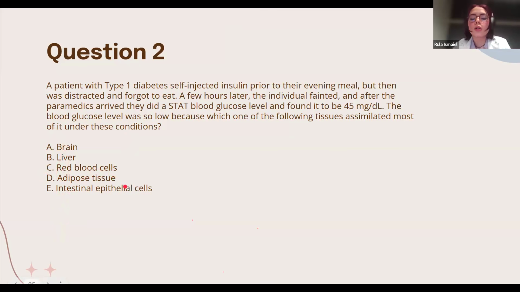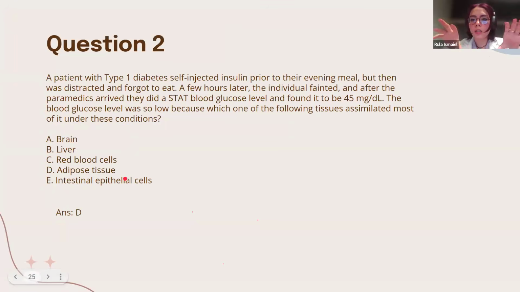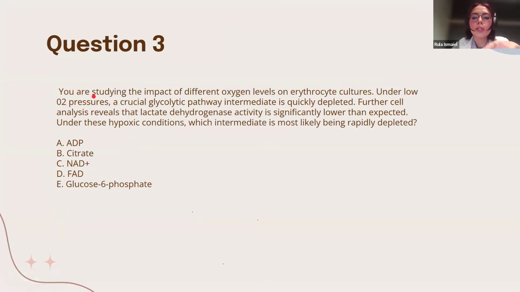Also, the explanations are found in the notes section of the slides for question 1 and question 2. Now, question 3 is a TBL question that we did last year. You are studying the impact of different oxygen levels on erythrocyte cultures. Under low oxygen pressures, a crucial glycolytic pathway intermediate is quickly depleted. Further cell analysis reveals that lactate dehydrogenase activity is significantly lower than expected. Under these hypoxic conditions, which intermediate is most likely going to be rapidly depleted?